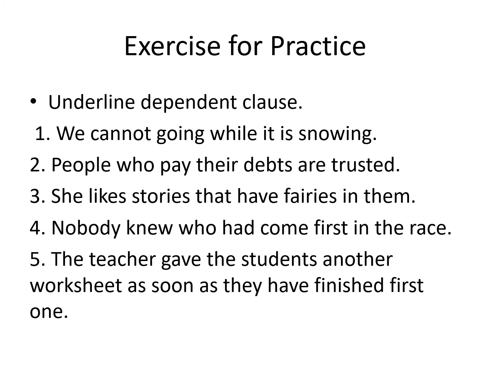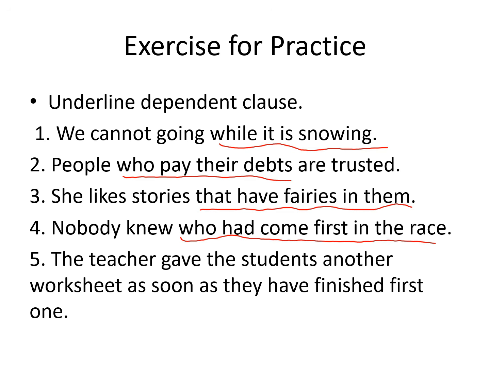Number one sentence, we cannot go while it is snowing. So here, while it is snowing, this is the dependent clause. People who pay their debts are trusted. Who pay their debts. This is the dependent clause. She likes stories that have fairies in them. That have fairies in them. This is the dependent clause. Nobody knew who had come first in the race. Who had come first in the race.